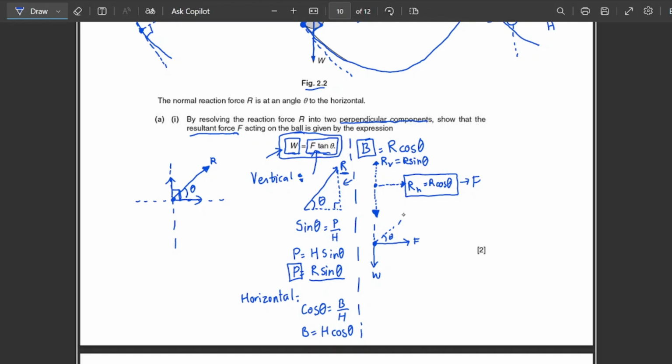The vertical component has to cancel out the weight, because the ball isn't moving up or down. It's only moving in a circular path at a level, not going up or down. So the only resultant force it must have is one directed towards the center. So far, it's this component of the normal reaction force, the R cos theta, that is providing that centripetal force, or that resultant force. I've basically drawn a new diagram, and I've called that R cosine theta my F.